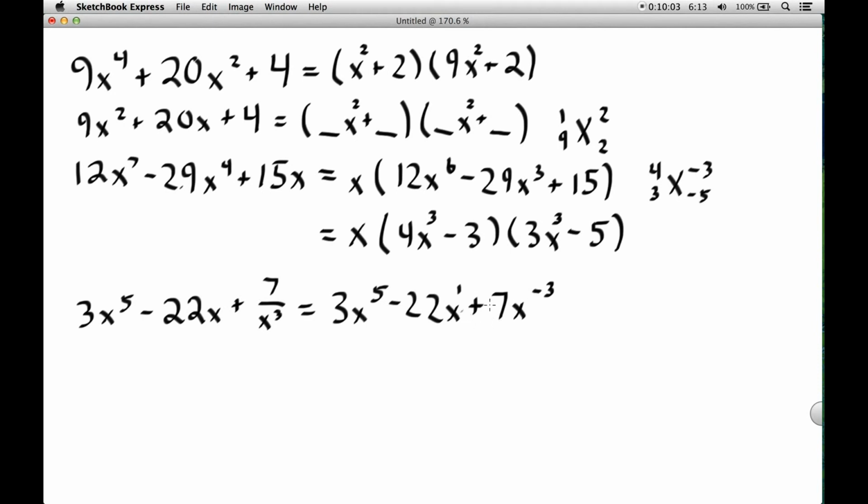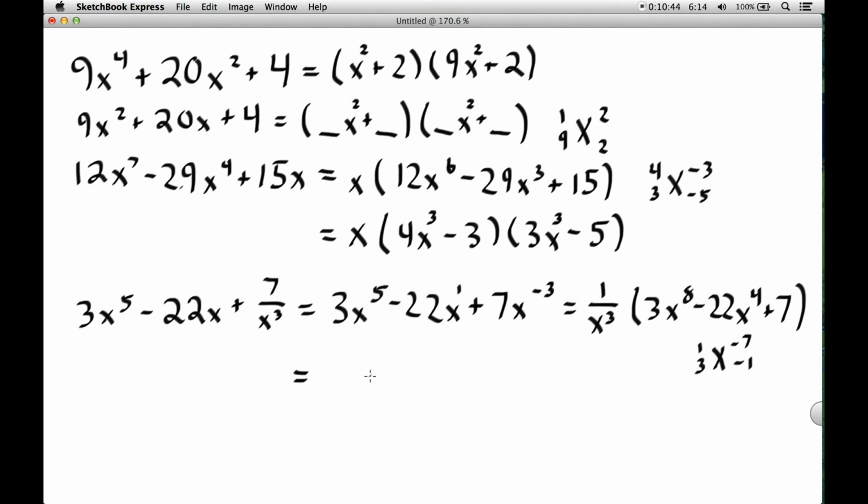And what we want to do, as always, is get it so that this is just a constant, or multiplying by x to the 0. So that means we have to raise all of these by 3, which means we factor out x to the negative 3. So factoring out a 1 over x cubed, and all of these exponents will go up by 3. Okay, so now we just factor this part over here. And we're going to have x to the 4th minus 7 times 3x to the 4th minus 1, over this x cubed that's factored out.